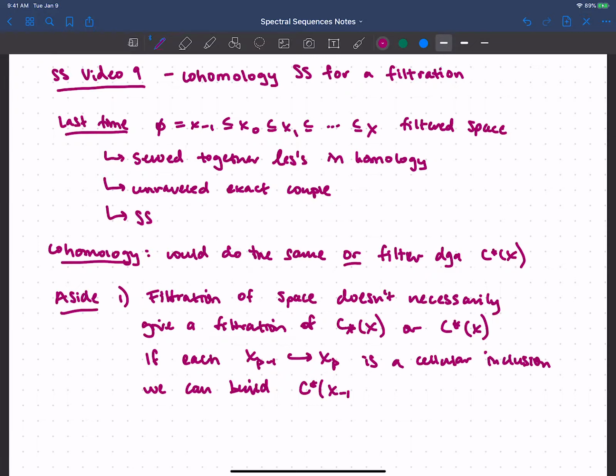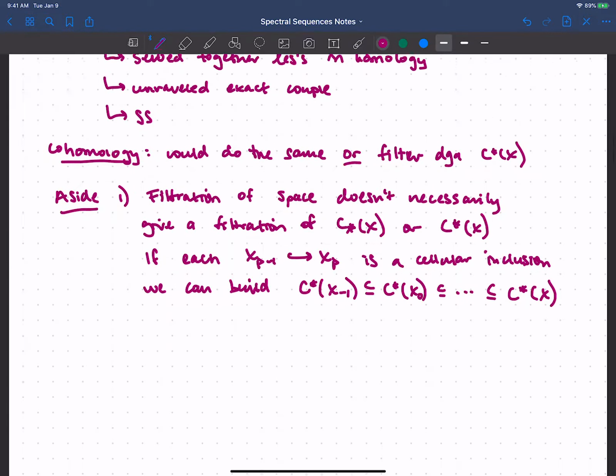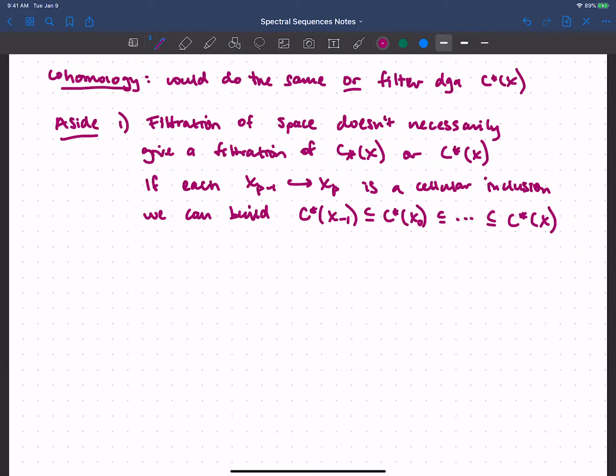So we could start with the cochain complex of X_{-1}. Okay, that's just the 0 cochain complex. And then we'll include that into whatever cochain complex we need for attaching some cells. And then from that, attach some more cells and do the obvious thing to the chain complex, and so on. And so that'll give us a filtration of a cochain complex for X. Okay, so in a sense, this filtration of a space, as long as it's a nice filtration, could give us a filtration of our cochain complex.